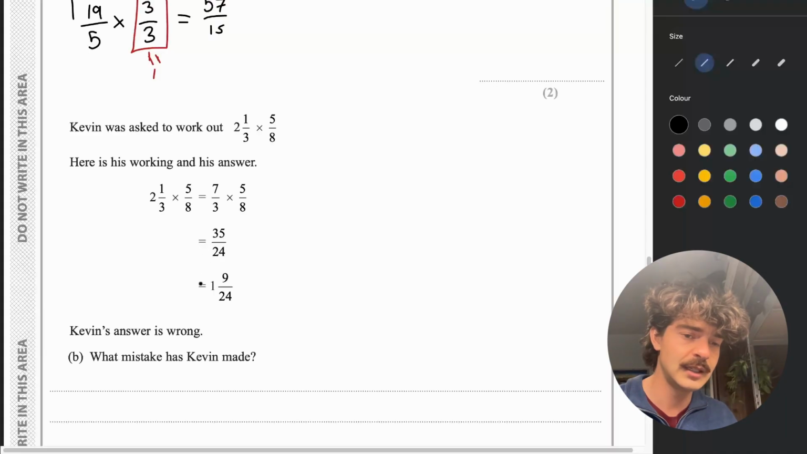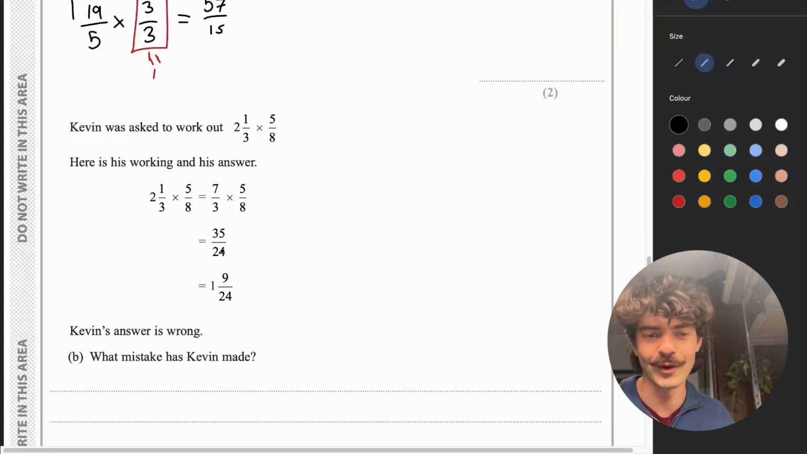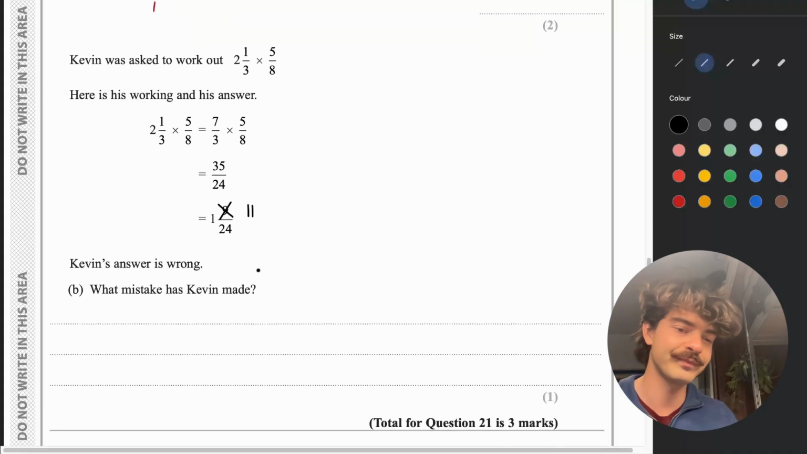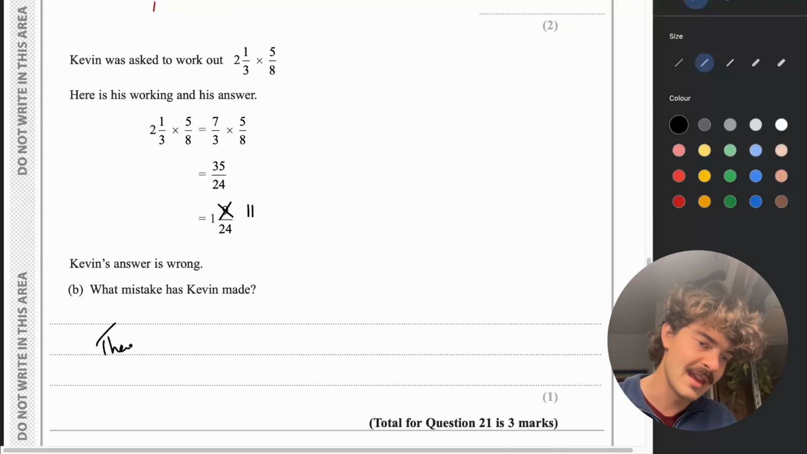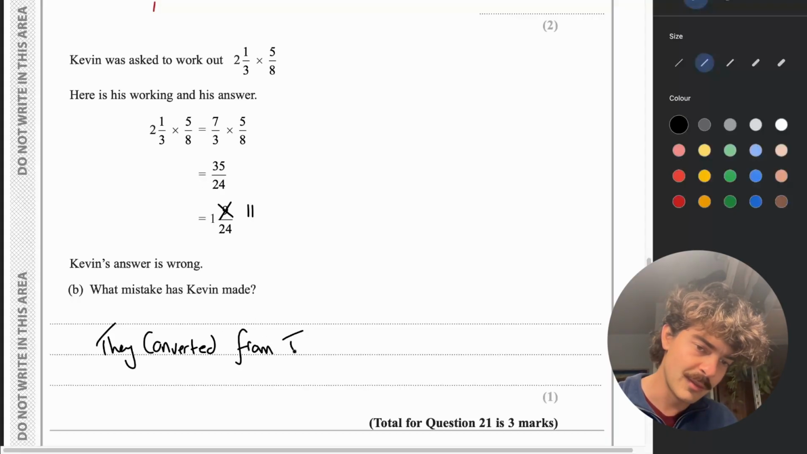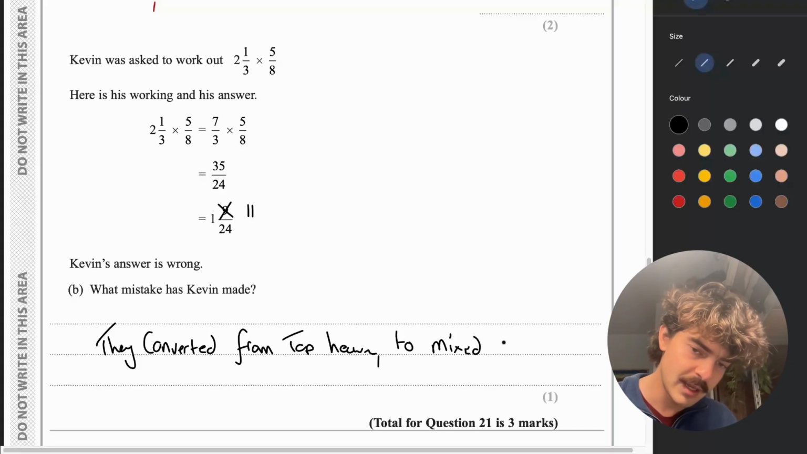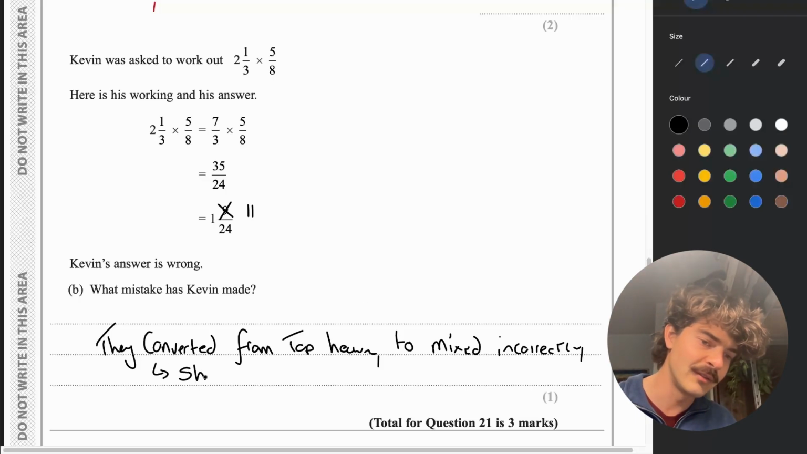And then here, it looks like they've done their calculation slightly wrong. How many times does 24 go into 35, and what's the remainder? Well, it goes in once, but the remainder is not 9. It is in fact 11. So I'd say they converted from top heavy to mixed incorrectly. And if you want to be more precise, you'd say it should be 11, not 9.